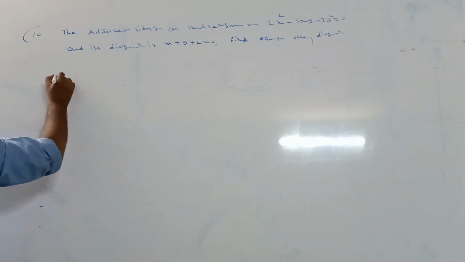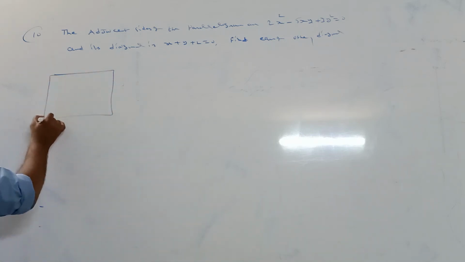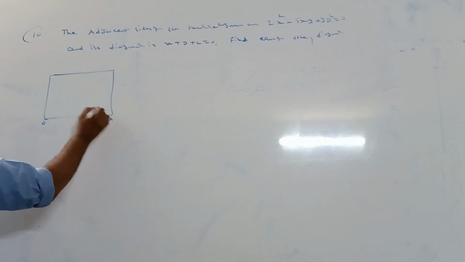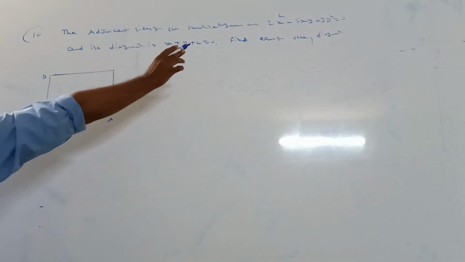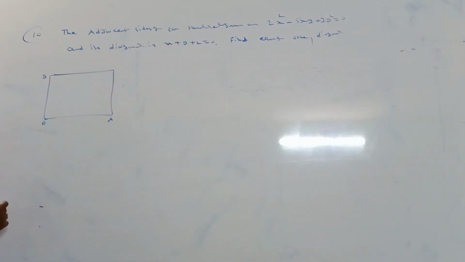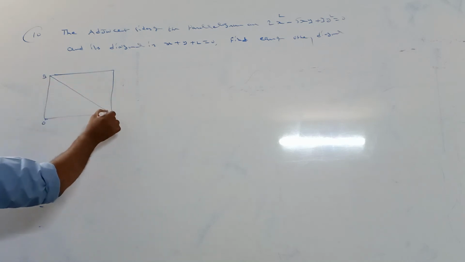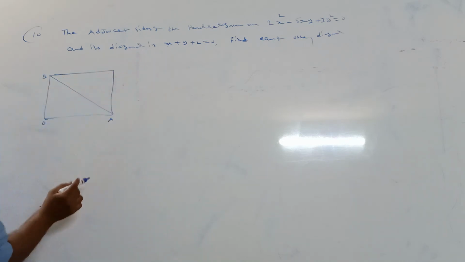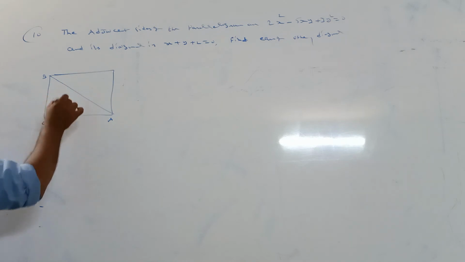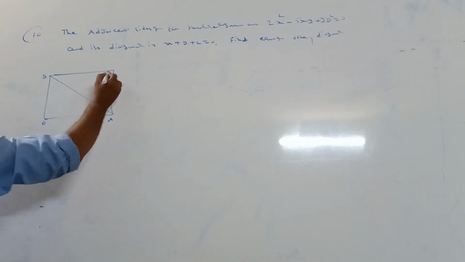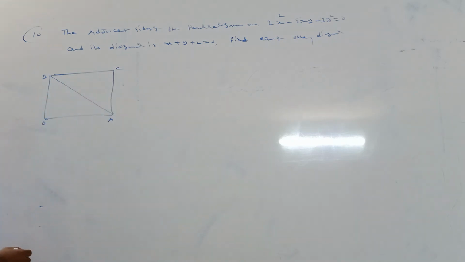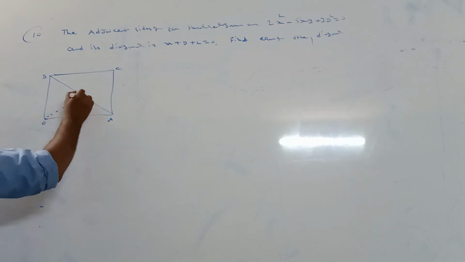See, here the parallelogram's adjacent sides are given, OA and OB. This pair of lines represents OA and OB. The x + y + 2 means AB, which is not passing through the origin. Obviously AB is the equation x + y + 2 = 0. Then here C is the point of intersection, one of the vertices of the parallelogram. So they are asking for the equation of the other diagonal.